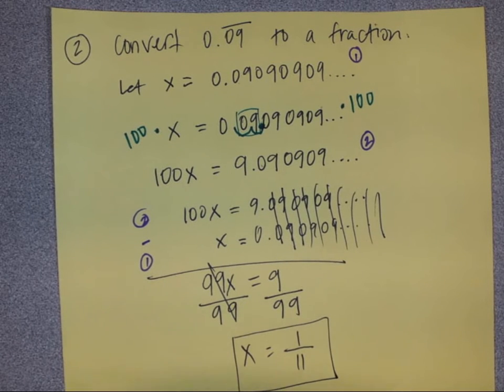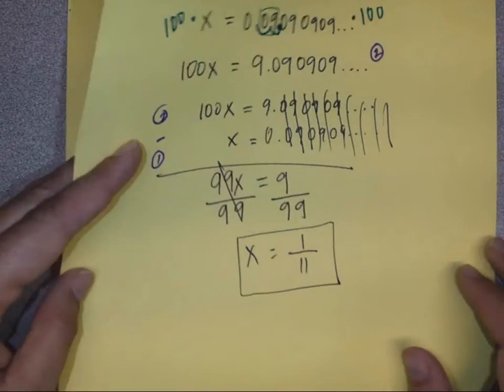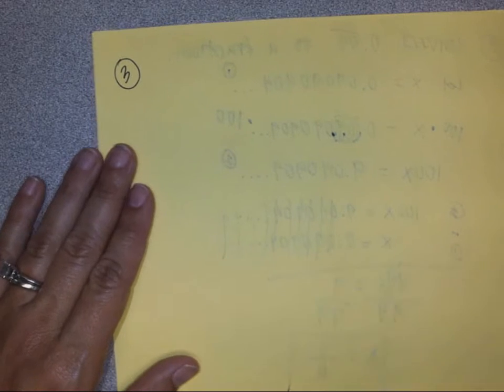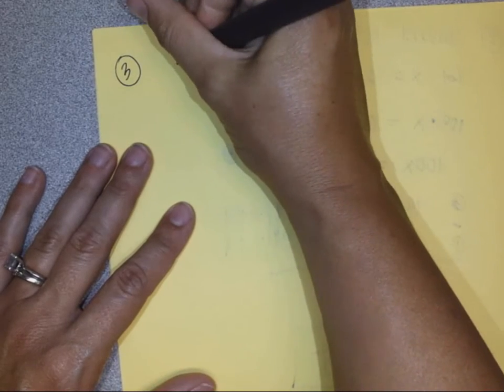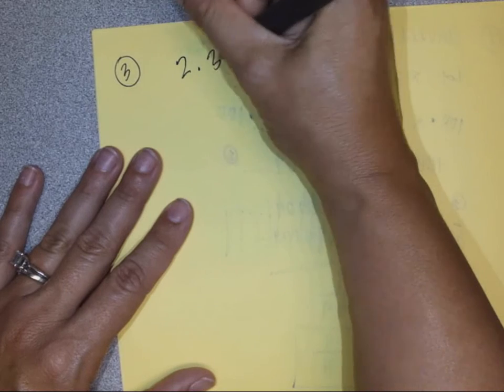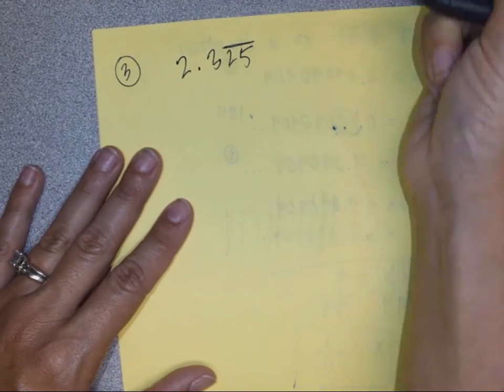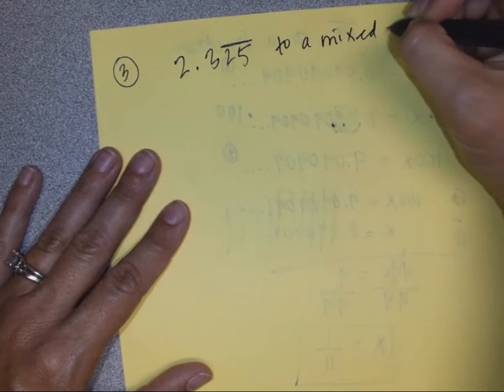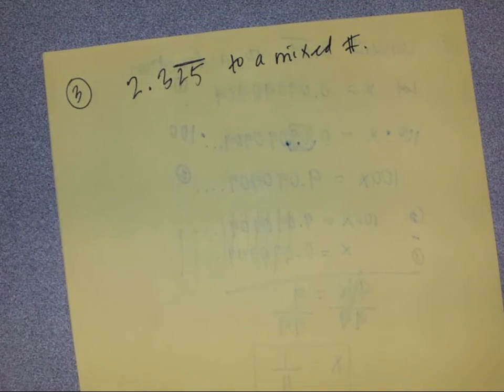Okay, let's do one more of those. This one's a little bit more difficult, so I just want to go over this so that you know how to do it on your homework. So this is number 3, and this one does one thing a little bit different. I'll show you in just a second. So we want to convert 2.3 with 2, 5 repeating to a mixed number. So this time it's a fraction, but specifically it's a mixed number.